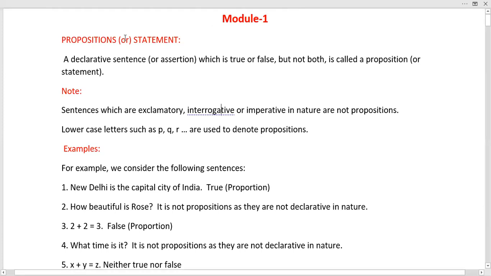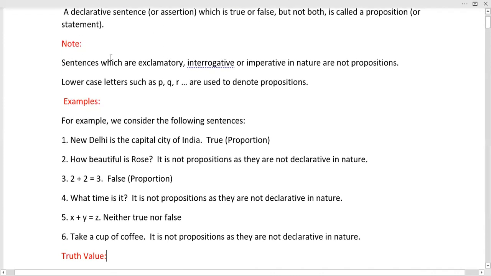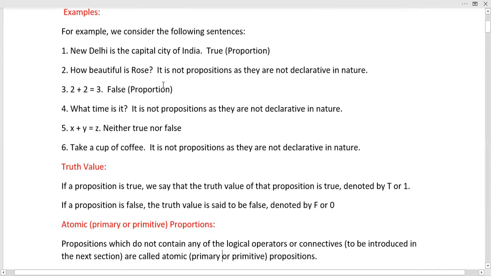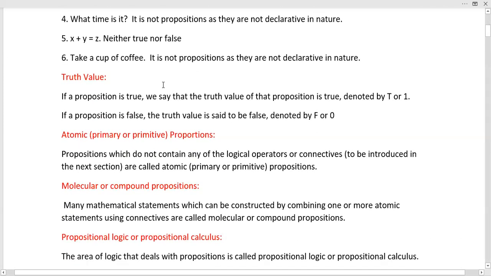See, what I gave, what we discussed in the last class. The first one is proposition or statement. A sentence which is either true or false, not both, is called a statement. Already we discussed this in the last class. Propositions are denoted by English letters P, Q, R, like that. These are some examples of propositions. Truth value: a proposition is true, it is denoted by capital T or 1. A proposition is false, it is denoted by capital F or 0. These are called the truth values.